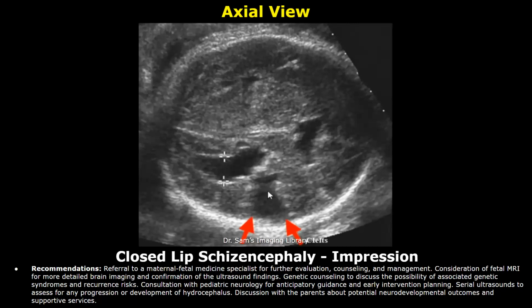Consultation with pediatric neurology for anticipatory guidance and early intervention planning. Serial ultrasounds to assess for any progression or development of hydrocephalus. Discussion with the parents about potential neurodevelopmental outcomes and supportive services.